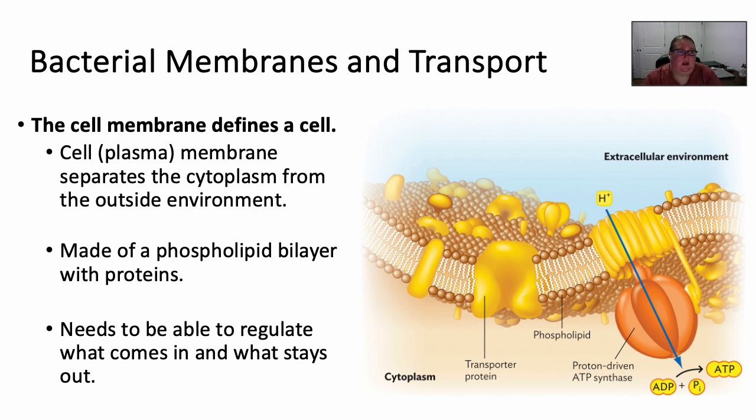One of the main jobs, besides being a boundary, is for the cell membrane to regulate what comes in and what comes out. Remember, the membrane's semi-permeable, so some things can go through the membrane and some things can't. We talked about channel proteins and transporters and other ways that things can come across the membrane. But this is the main focus of a cell membrane.